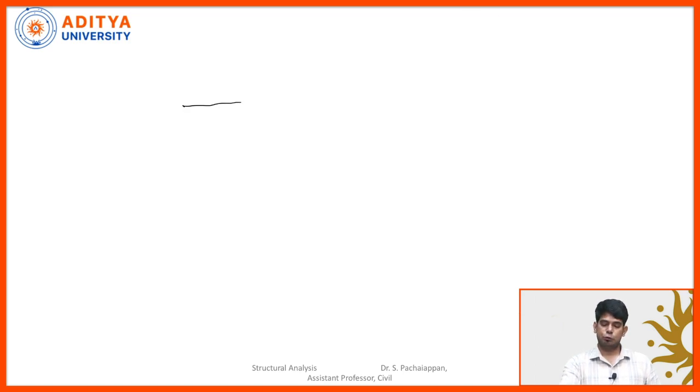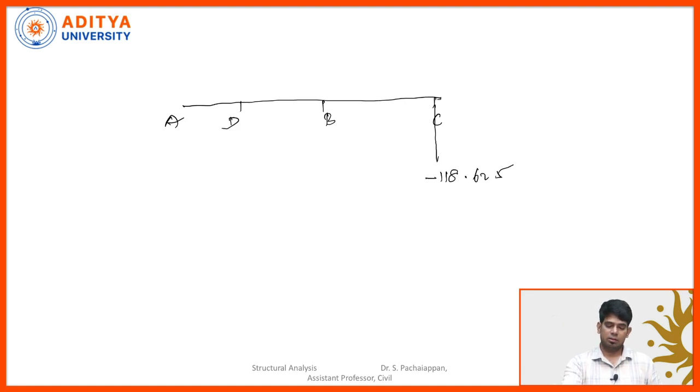Okay, let's draw the shear force diagram. This is A, B, C, and this is the point D. Shear force at A we have minus 118.625, and then shear force at B we have 2 points actually. This is 169.375, and another value is negative, minus 56.295. At D we have 15.7, at A we have 15.7.